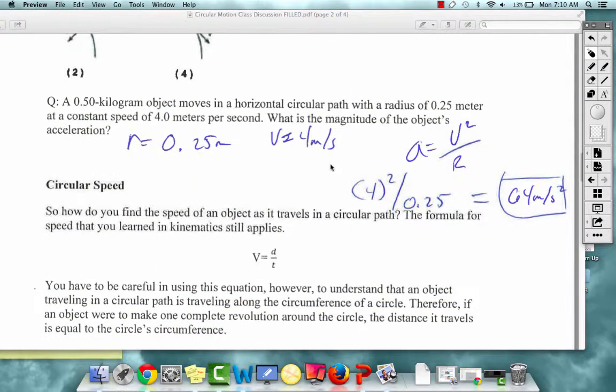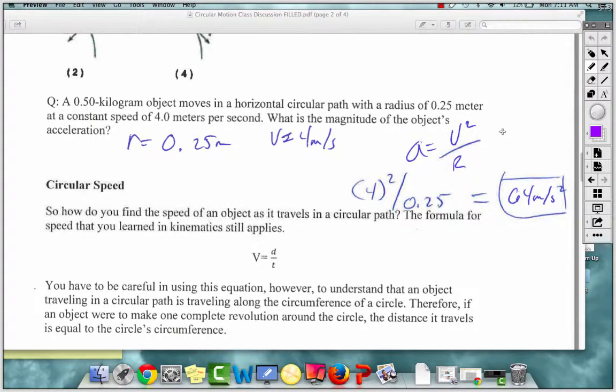Question. A 0.5 kilogram object moves in a horizontal circle with a radius of 0.25 meters at a constant speed of 4 meters per second. What is the magnitude of the object's acceleration? All right, so here I've worked the problem out for you already, so I'm sorry it loses a little bit of the thunder of asking these types of questions, but this is the formula that you're going to use. a equals v squared over r.